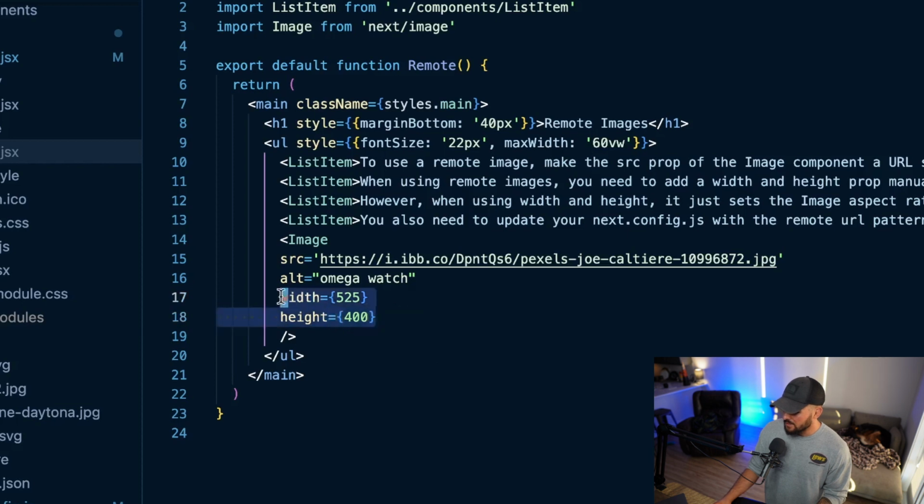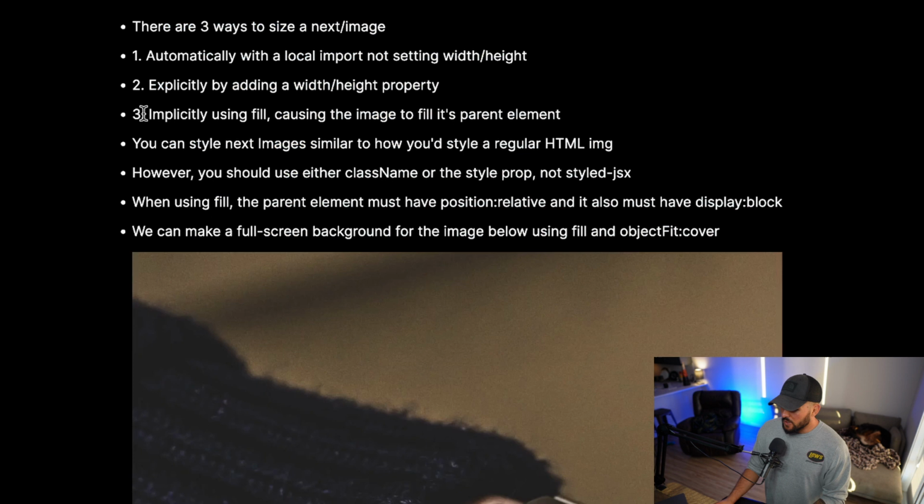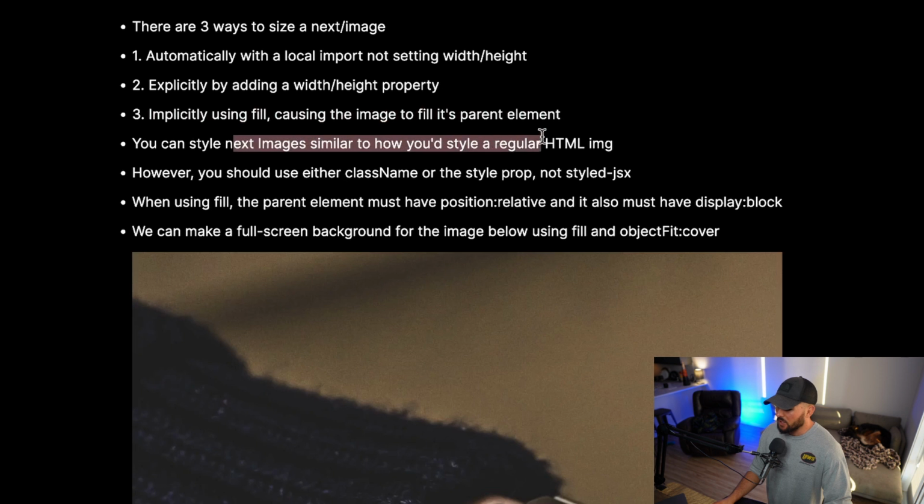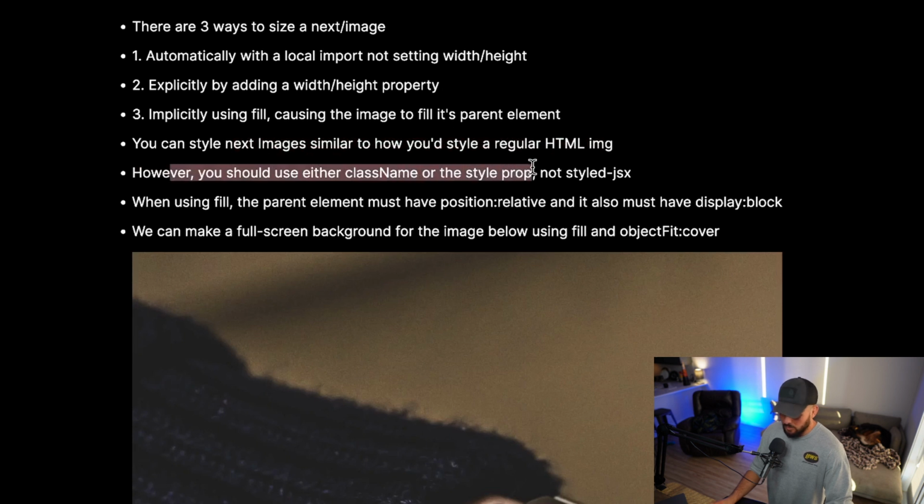So you need to set the explicit width and height here for these images. And you can also implicitly use a fill prop on your image. And this will basically tell Next.js that you want it to fill your parent's element. And I'll show you an example of this in just a second. And then you can also style your next images similar to how you'd style a regular HTML image. However, it recommends using either class name or the style prop.